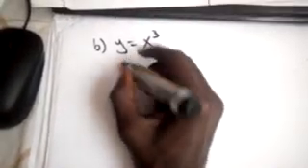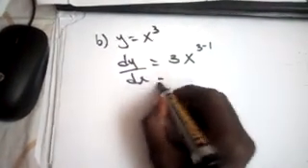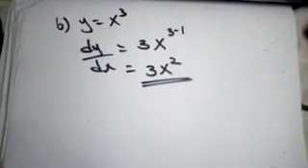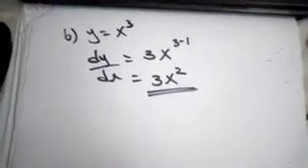Then let's look at part b. Part b, we are saying that y is going to be x power 3. If I differentiate, dy/dx is going to become: we multiply by the power, 3 times x, then reduce the power by 1, 3 minus 1, so it becomes 3x squared. So that is the gradient function of that. Is it clear for everyone? Hope all of you are following very well.